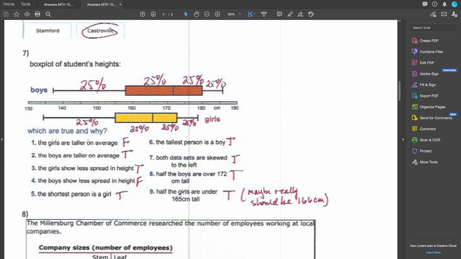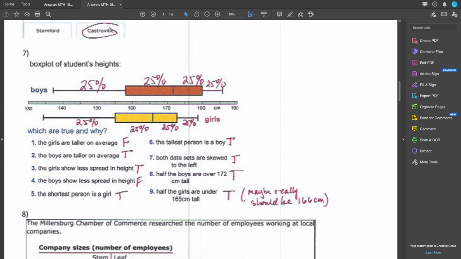I didn't get too much into the whys, but which are true? The girls are taller on average. That's false, the guys' graph goes higher. The boys are taller on average. That's true. The girls show less spread in height. That's true, because if you do the range and pay attention to the interquartile range, both are smaller than the boys have. So the girls show less spread in height is true.